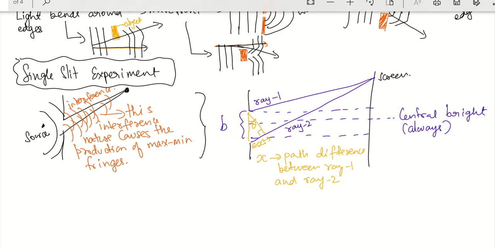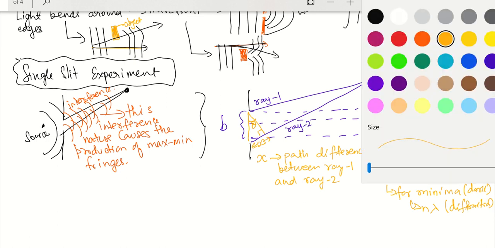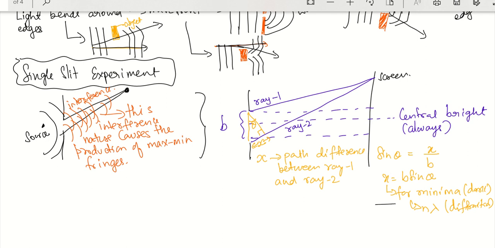Okay. Now there are certain things you should know here. So sine theta is equal to x by b. So x is equal to b sine theta. Because it is a path difference, for minima, which is dark, it is taken as n lambda. Therefore, for diffraction, this formula now becomes b sine theta equal to n lambda.